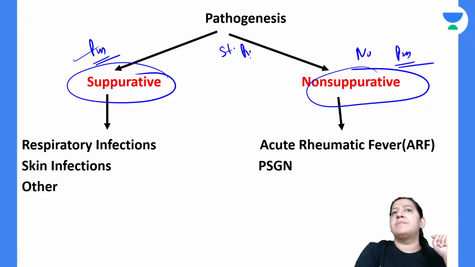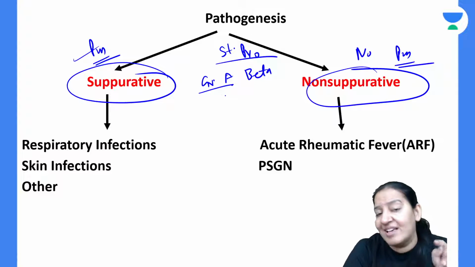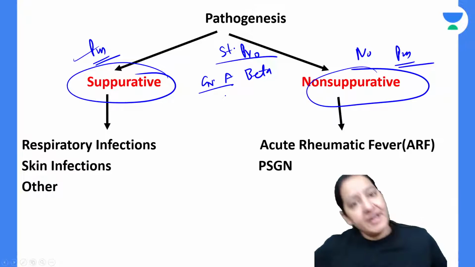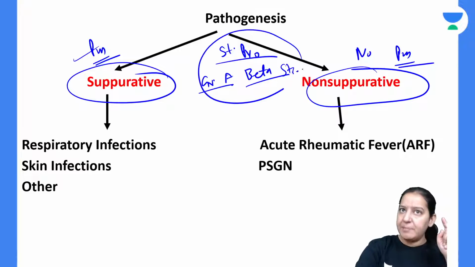Streptococcus pyogenes I am teaching you. The other name of Streptococcus pyogenes is group A beta Streptococcus. According to the Lancefield classification it is group A, and it is beta hemolysis, so beta Streptococcus. This is the other name given to this bacteria.